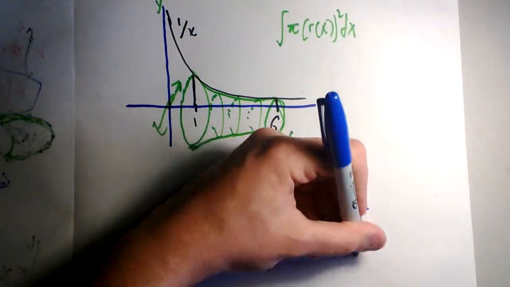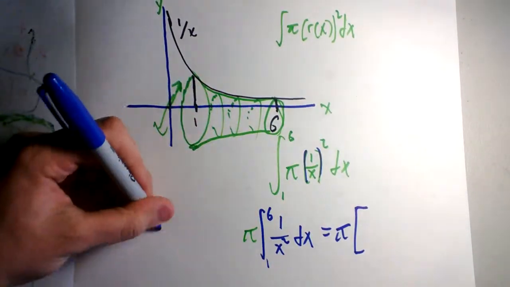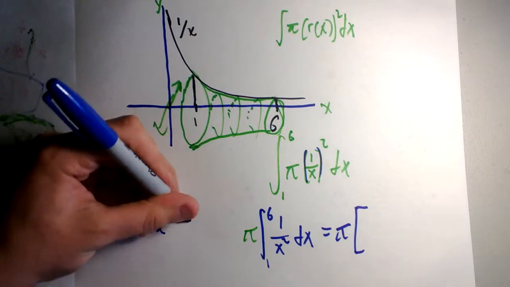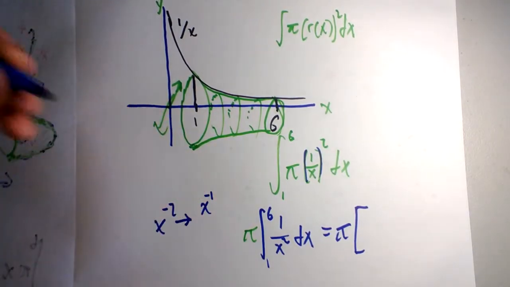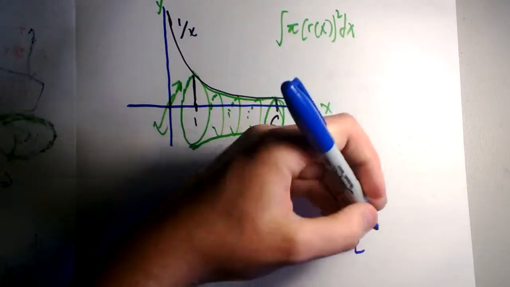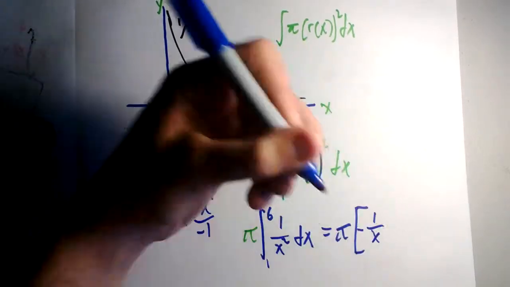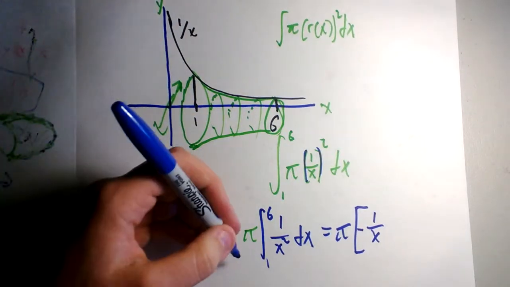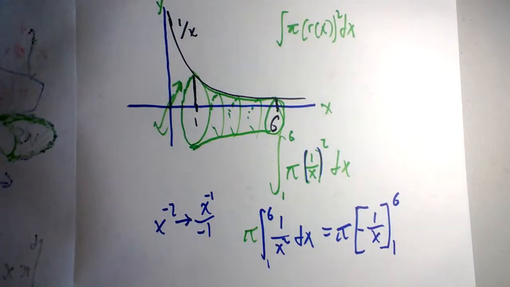That's pi. And now that 1 over x squared, that's technically x to the -2. So you increase the power by 1. So you get x to the -1, over, divide by what you increase it to, so -1. So this is going to be a -1 over x. We can progress here. And we plug in 6, then plug in 1.